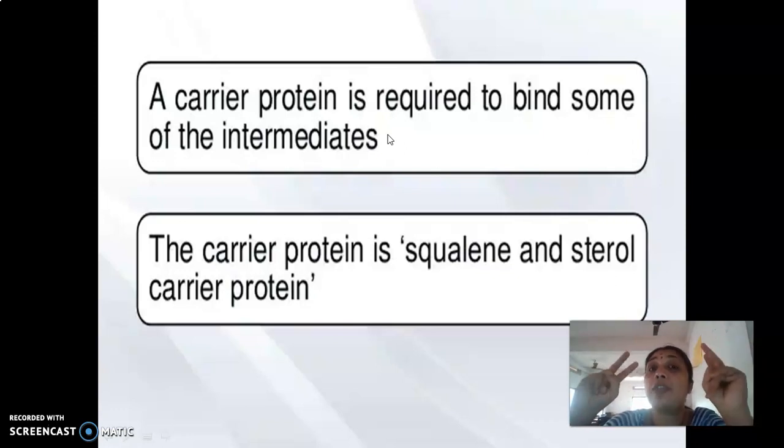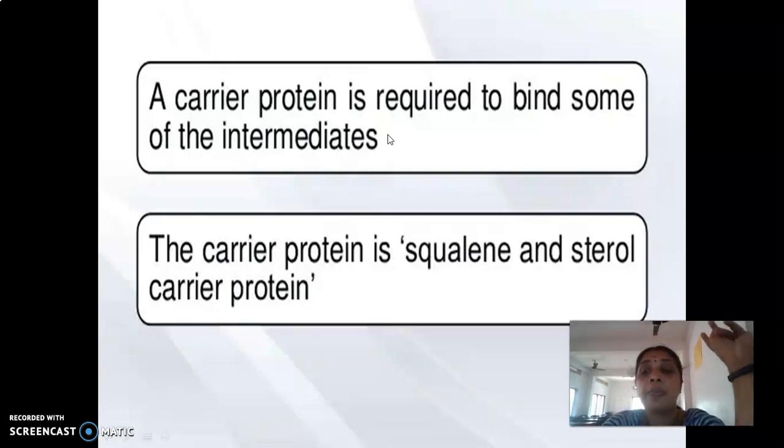So that's a basic difference between the cytosolic fraction and the mitochondrial fraction of HMG-CoA synthase. There are two forms of HMG-CoA synthase. Again, I repeat, there are two forms: one is the cytosolic fraction and the other one is the mitochondrial fraction. We know that the liver is the principal organ for cholesterol synthesis, and ketone body synthesis happens only in the liver or in the hepatocytes.